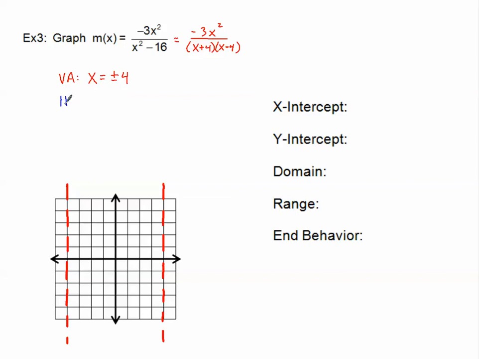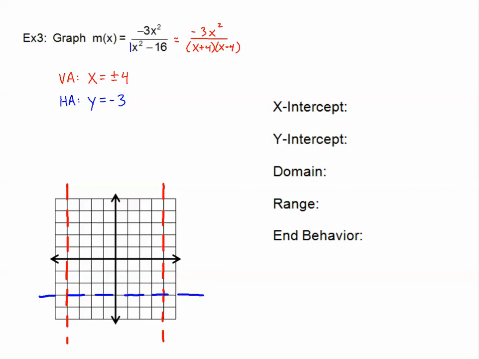Horizontal asymptote, that comes from our degrees again. Let's see what we've got here. The degree of the numerator is a 2. The degree of the denominator is also a 2. So it's that second case again where we take the leading coefficient, and in this case that's -3/1. So y equals -3. I'll dash that in. This is 1, 2, -3. And there we go, starting to create our shell.